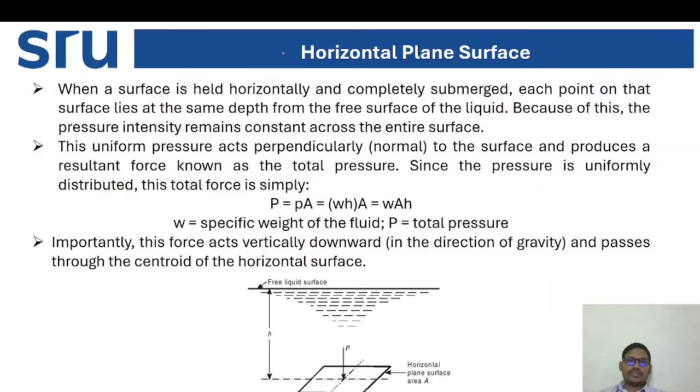Now the first one we'll see is the horizontal plane surface. When a surface is held horizontally and completely submerged, each point on that surface lies at the same depth from the free surface of the liquid. You see this is the free surface of the liquid and this is a horizontal plane, and this is the pressure and this is the height.